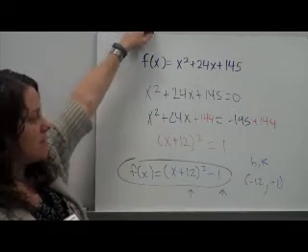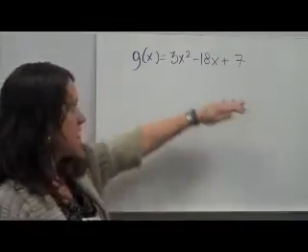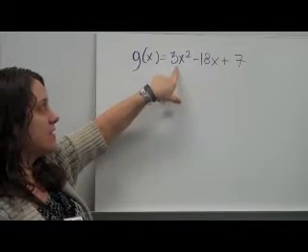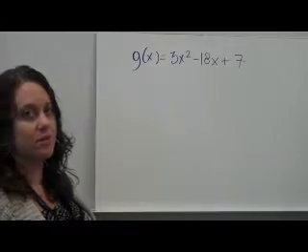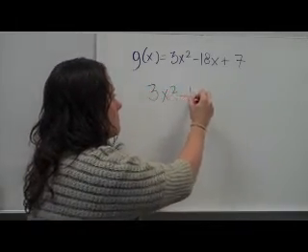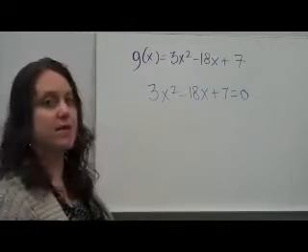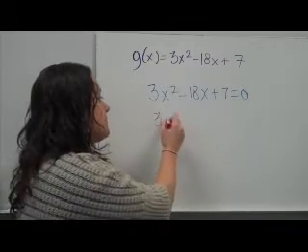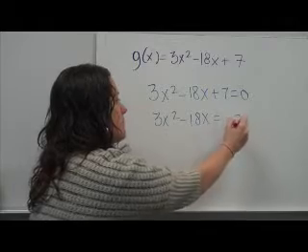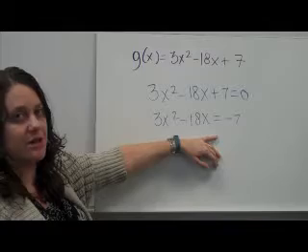Alright, let's try this again. So, we know that in order to complete the square, I must have a lead coefficient that is 1. Okay, so what I'm going to do here, set it equal to 0. Okay, I'm going to move the 7. Okay, so after I've moved that, that's when I'm going to factor out the lead coefficient.